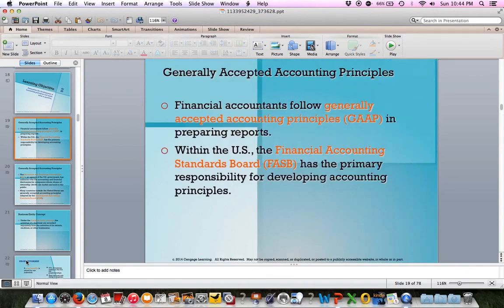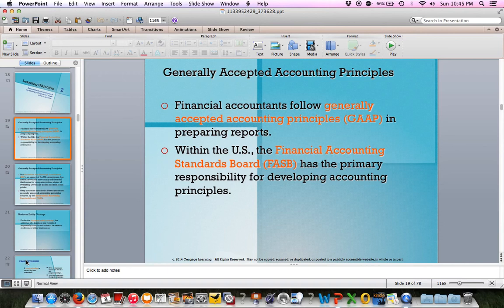Let's talk about accounting rules. When I say the word GAAP, that stands for Generally Accepted Accounting Principles. Remember that as accountants prepare reports that are given to outside third parties, those reports have to follow a certain set of accounting rules. Those accounting rules work for everybody in the country. They're the same no matter where you are or how big your company is. Everybody follows the same rules.